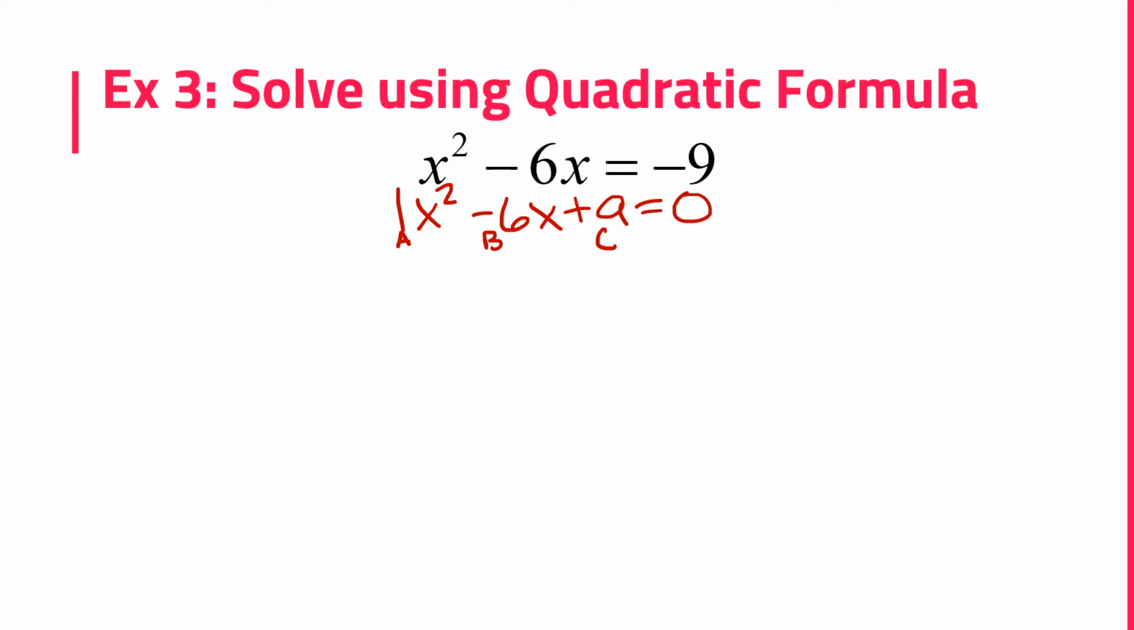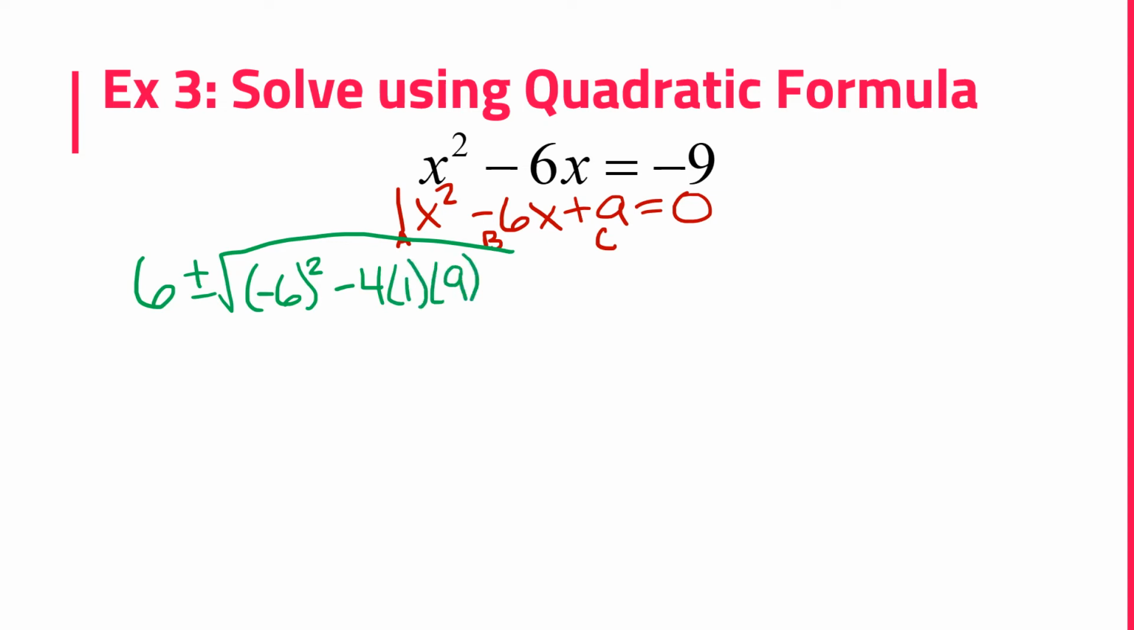Let's use our formula. Opposite b, so instead of negative 6, positive 6. The square root of b squared, you're squaring the negative as well, okay? Be careful if you're using your calculator. Subtract 4 times a times c all over 2 times a.